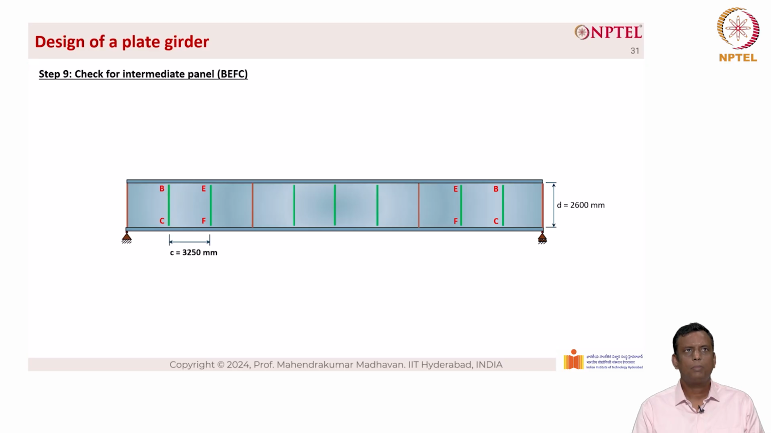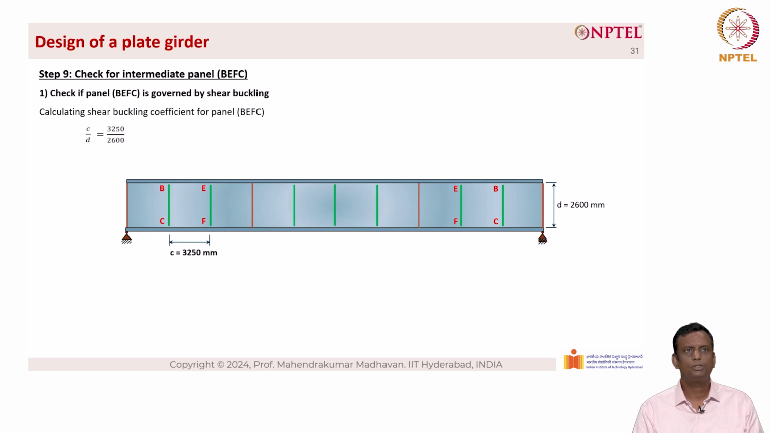Now let's look at step 9, which is to check for intermediate panel BEFC. Check if the panel BEFC is governed by shear buckling. Calculating the shear buckling coefficient for panel BEFC. Panel BEFC is the adjacent panel to the previous panel that we did. Here we are increasing the spacing between the stiffeners from 2500 to 3250.